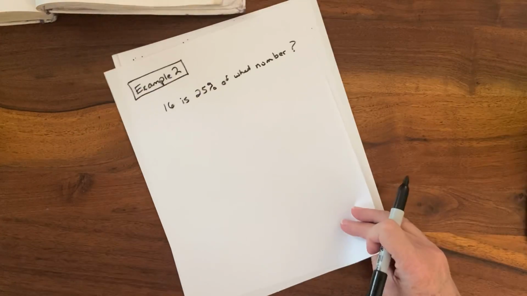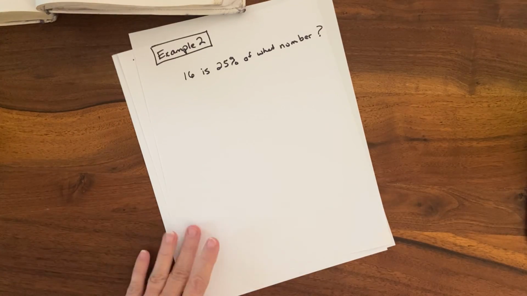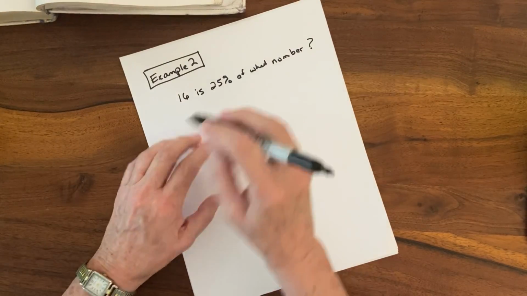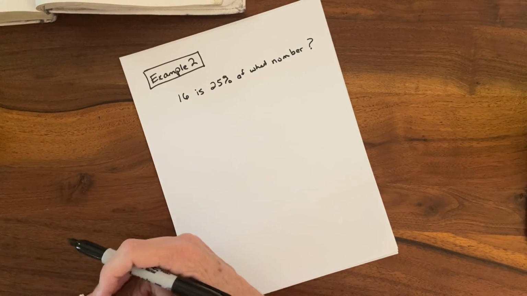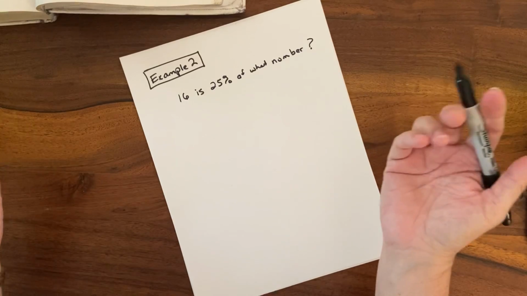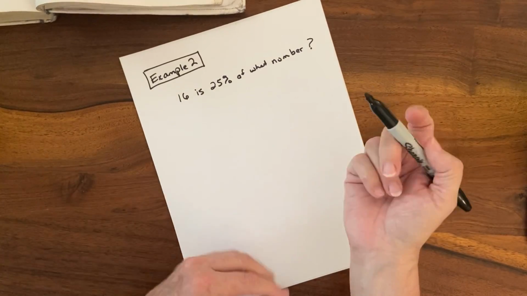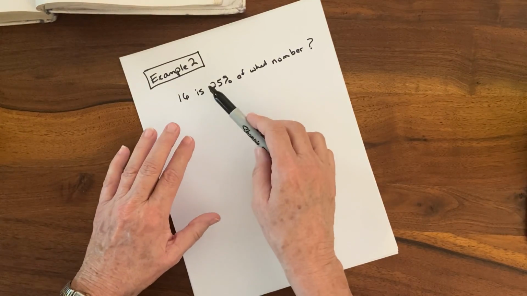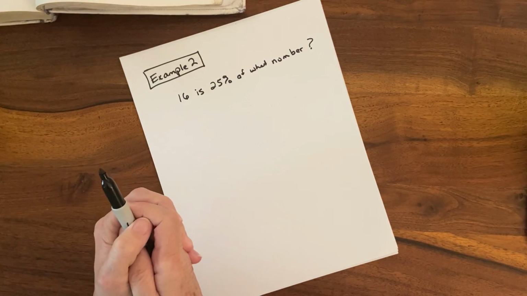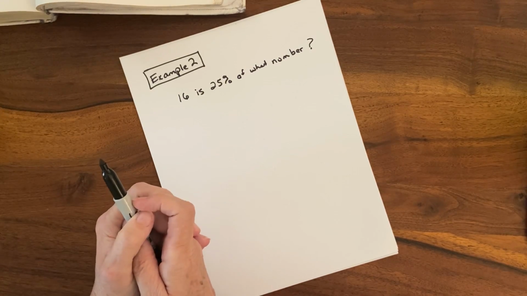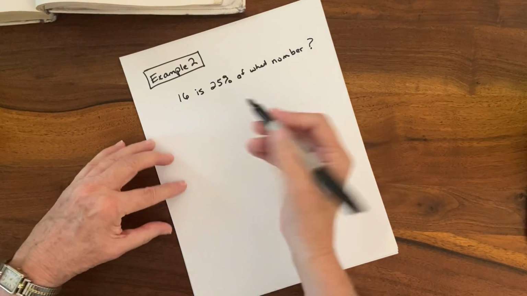So this is example 2. And now we're not on 30% anymore. Now we're on 25%. Now we could do this with, like, 17%, so you could do it with whatever you want. We're making it fairly nice, even chunks right now. Okay, so let's write our math sentence.